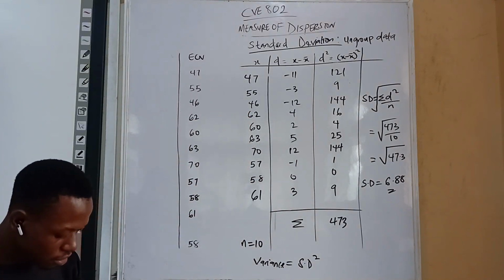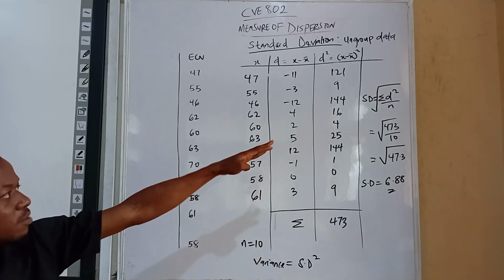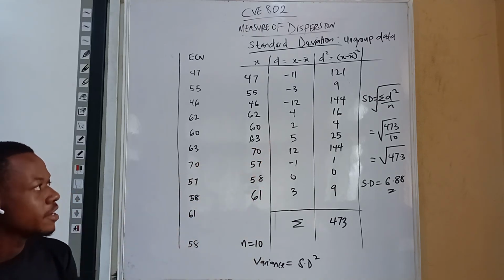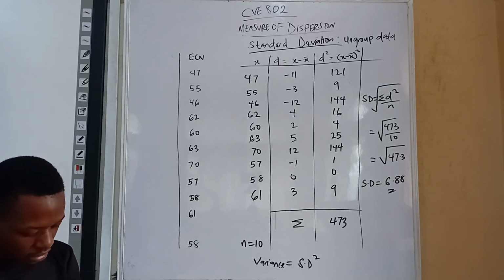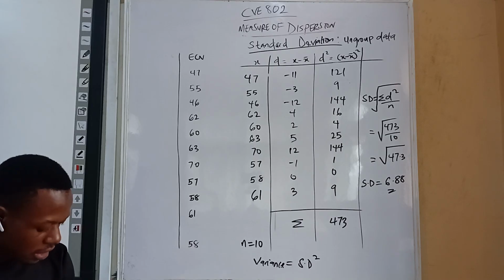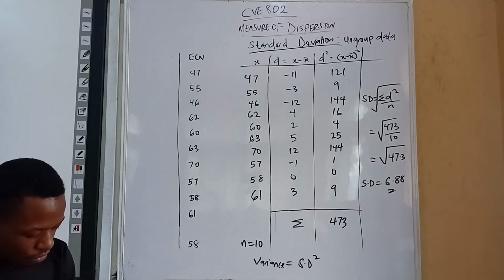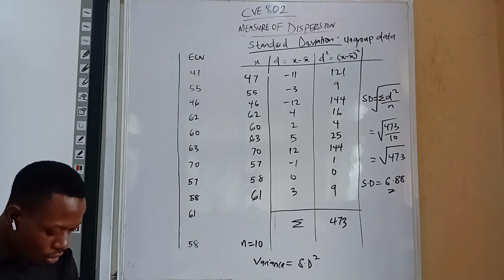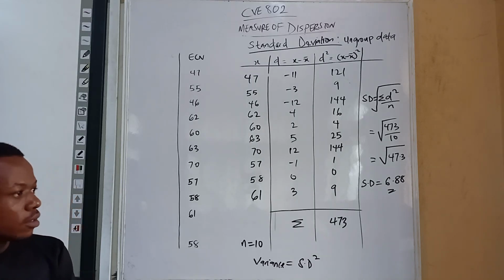After that, we take the mean square deviation, that is, divide by n, the total number. Then finally, we find the square root to give us the standard deviation. Like I said the other time, standard deviation can also be called the root mean square deviation from the mean.